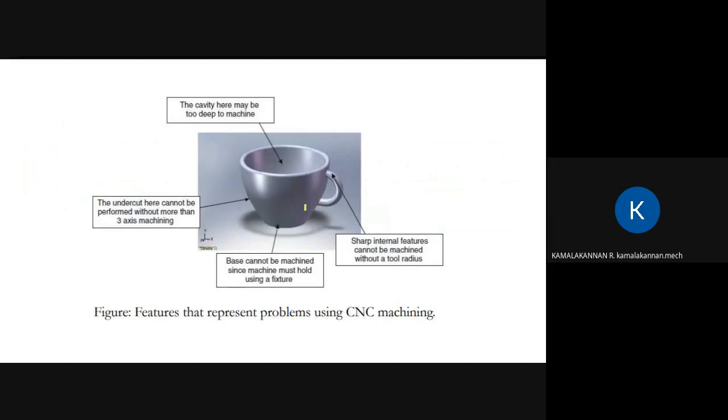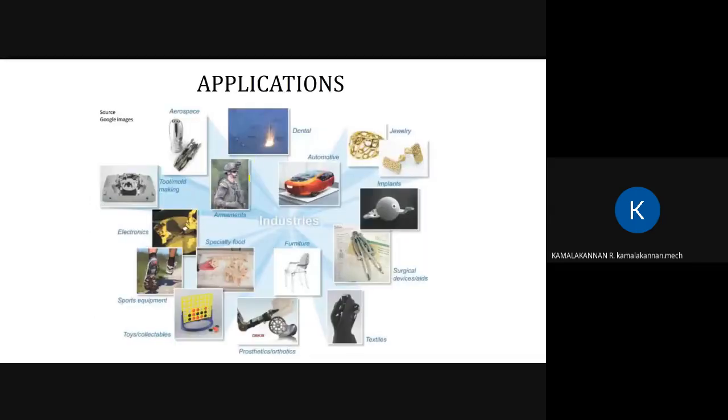For making this cup, we have many different processes. But in a CNC machine, we need at least a 3-axis machine. In additive manufacturing, it doesn't need any special type of machine. An ordinary 3D printing machine will do this process. It doesn't need any special tool radius or finishing machine. Simply it will finish. That is the main advantage of additive manufacturing. And applications, I have told you about everything, and a few things we have discussed.